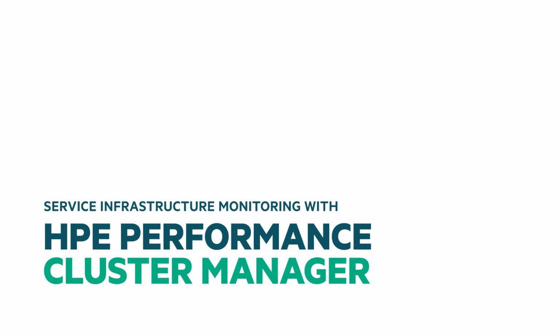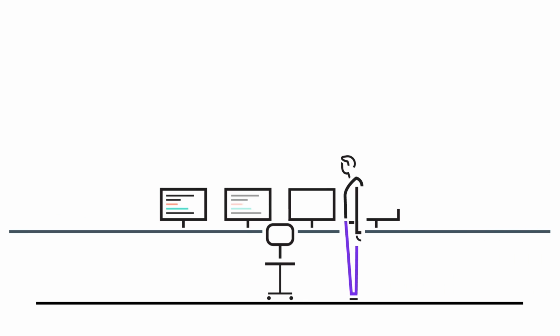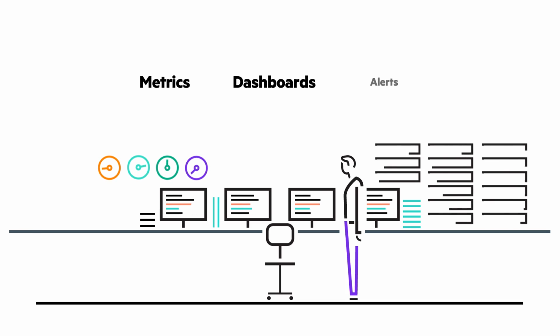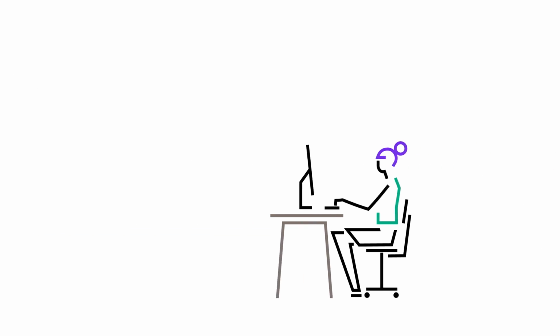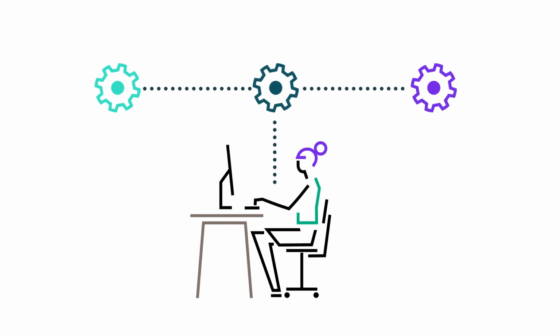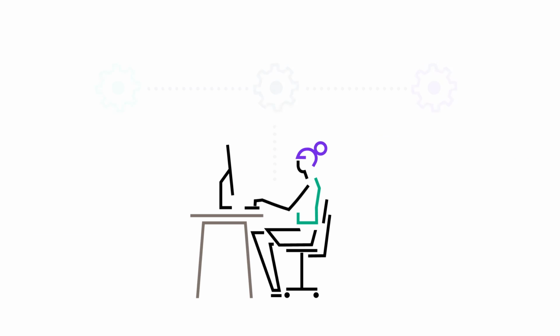Service Infrastructure Monitoring, or SIM, is a tool designed to show information about the health of your services in an intuitive and easy-to-understand manner. SIM has metrics, dashboards, and alerts that help the administrator understand how the core, monitoring, SUE leader, and AIOps services within HPCM are running, and any alerts that may arise.